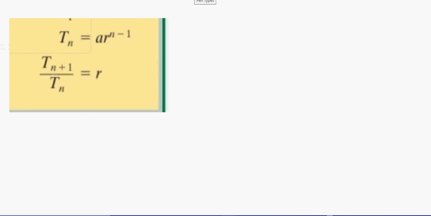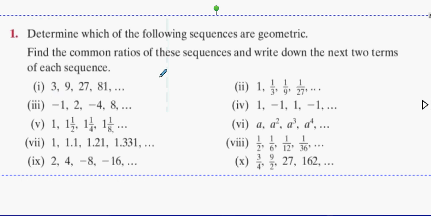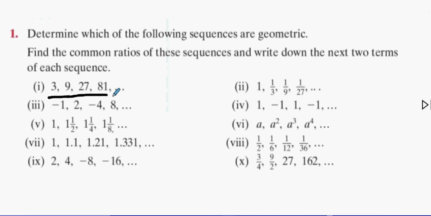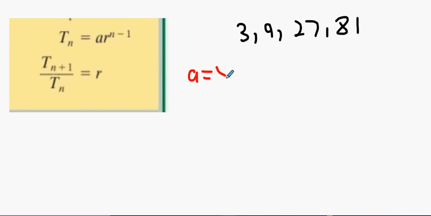Here's what we're going to do. I am going to pick a nice generic one: 3, 9, 27, 81. Happy days. Your A value is similar to that of linear ones. So what's your A value? Anybody? 3. What's your R value?